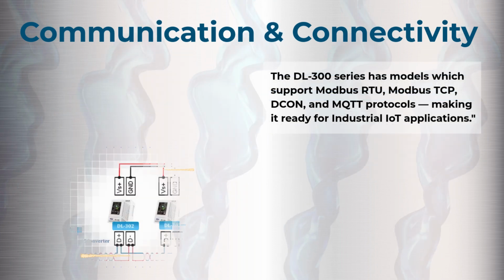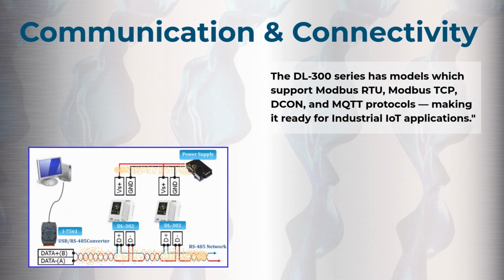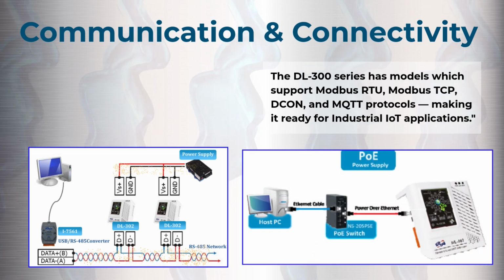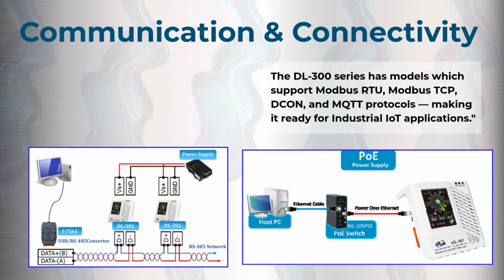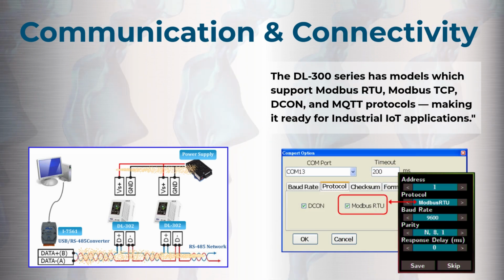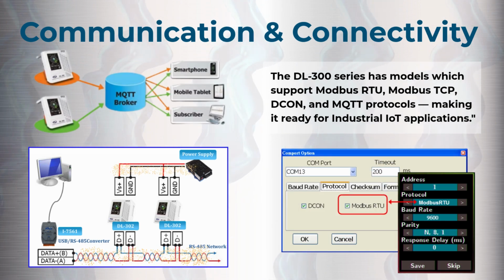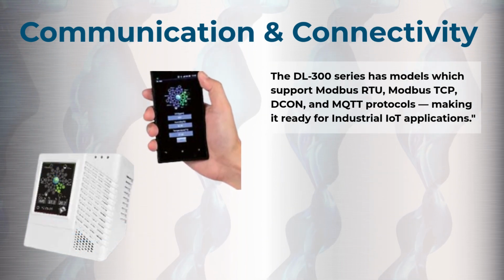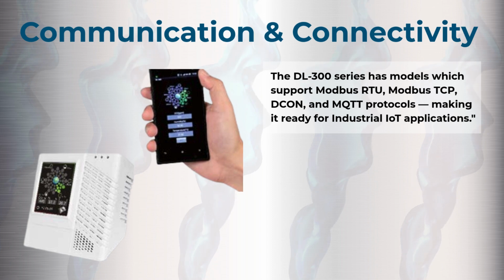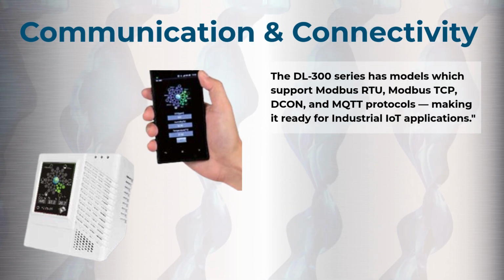The DL-300 series has models which support RS-485, Ethernet, Wi-Fi, and PoE communication interfaces, allowing easy integration with HMIs, SCADA systems, or remote monitoring networks. The DL-300 series has models which support Modbus RTU, Modbus TCP, DCON, and MQTT protocols, making it ready for industrial IoT applications. You can access data using the free DL-300 utility or from your phone using the iOS or Android app, as long as your device is on the same local network.